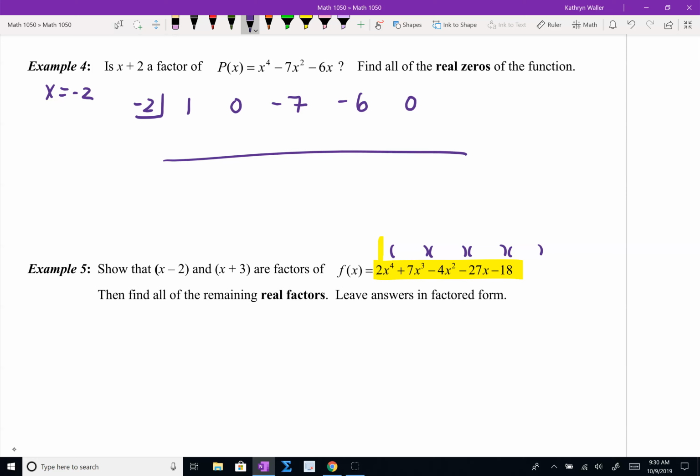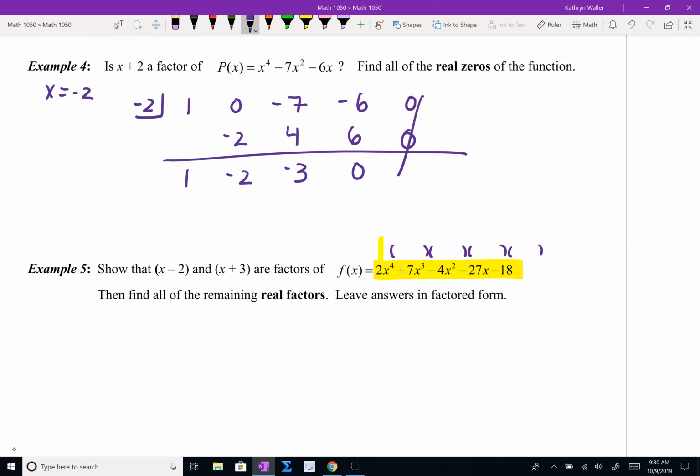Now, bring your 1 straight down. 1 times negative 2 is a negative 2. 0 and negative 2 is a negative 2. A negative 2 times a negative 2 is a positive 4. A negative 7 and a positive 4 is a negative 3. A negative 3 times a negative 2 is a positive 6. 6 minus 6 is a 0. 0 times negative 2 is a 0. And I have no remainder.